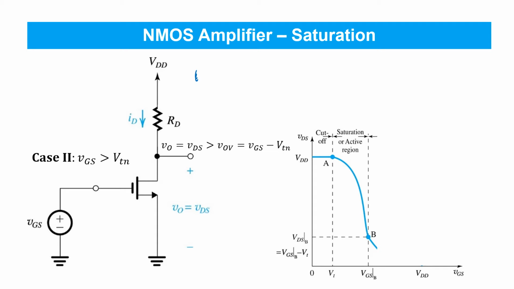Specifically, ID equals 1/2 Kn (VGS minus VTN) squared, where VTN is the threshold voltage, or we can use the overdrive voltage to simplify the expression here. The voltage drop across resistor RD will simply be RD times ID, and will therefore also be related to the input voltage VGS by a square law.